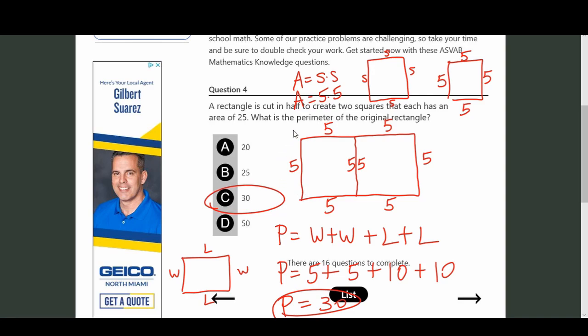Again, to find it, I had to know that the area of a square is side times side. Since the area of the square is 25, that means each side of the square is equivalent to 5. And then I plugged that into the rectangle diagram accordingly and just added up all the sides. So that's that one, pretty basic.